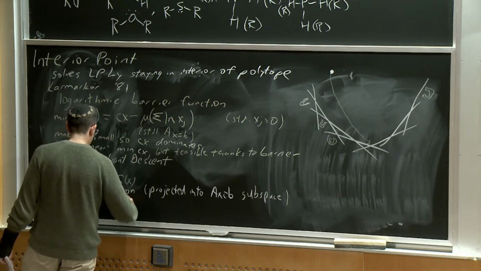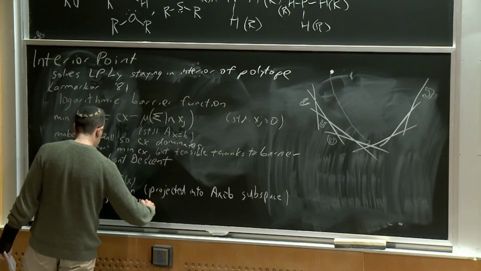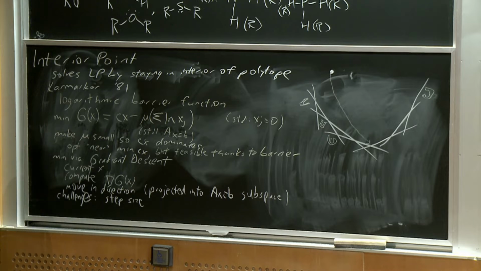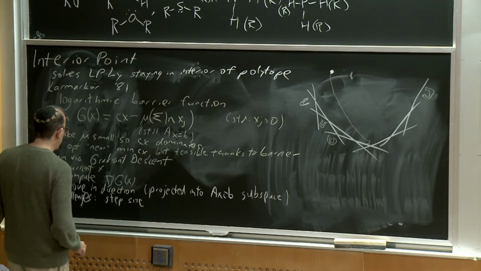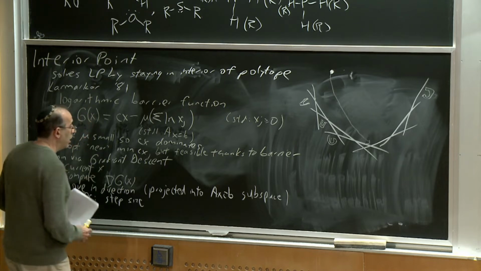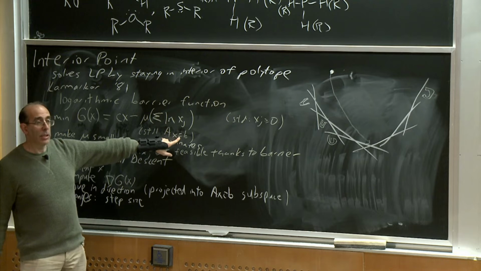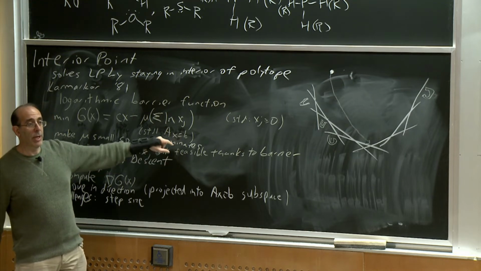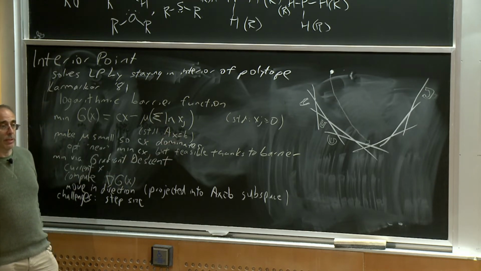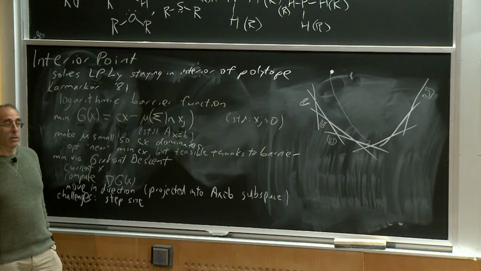One challenge is to figure out this step size in the gradient descent. How far can you go and still have it be accurate? That's just math. The other challenge is that we are required to maintain Ax equals b. So we project our gradient into the Ax equals b subspace. So what could go wrong if we're projecting our gradient into the Ax equals b subspace and then trying to move in that direction?